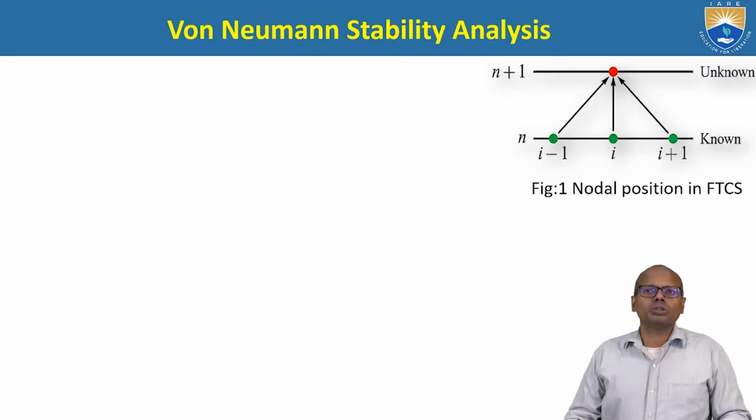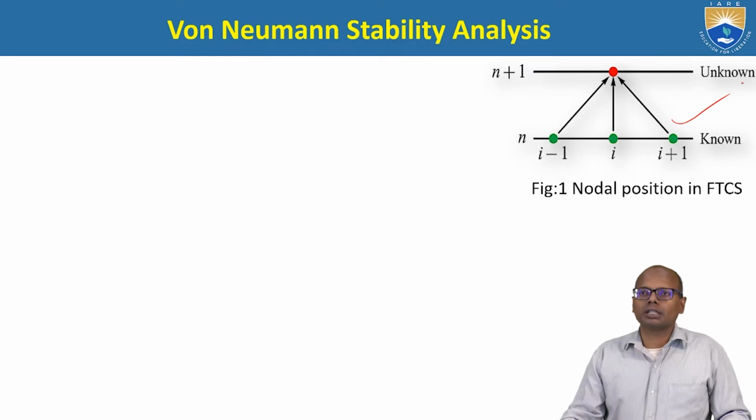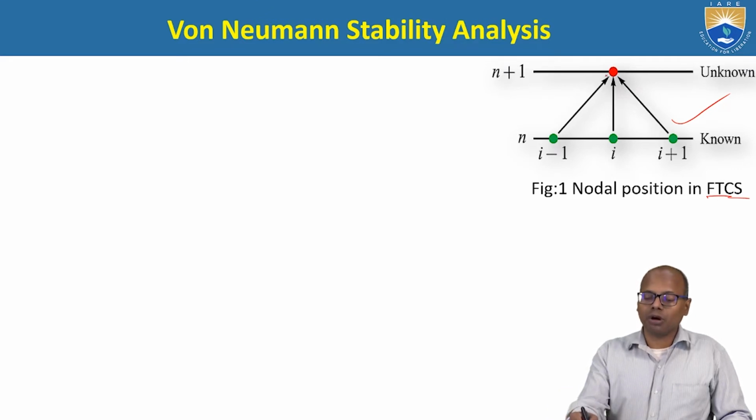Now what is the procedure for von Neumann stability analysis? Here in this diagram it is showing the nodal positions of the FTCS, forward in time, central in space. This is one explicit method, and in this explicit method this is how the nodes are arranged. This is the time n.